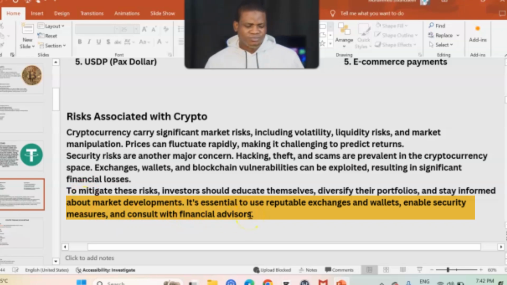Alright, so people will be like, okay, since theft and hacking occur in cryptocurrency, I don't want to trade crypto. Okay, what of traditional banks? Hacking happens, theft happens in traditional banks as well. So it happens everywhere. So you as a trader, you as a cryptocurrency enthusiast, you have to learn how to protect yourself from this kind of scenario.